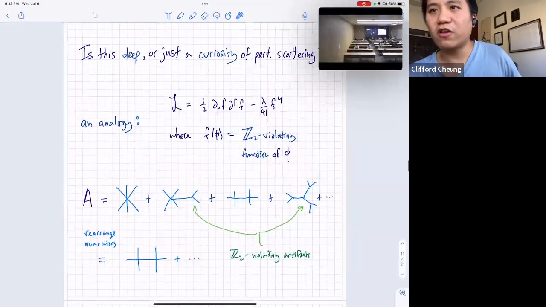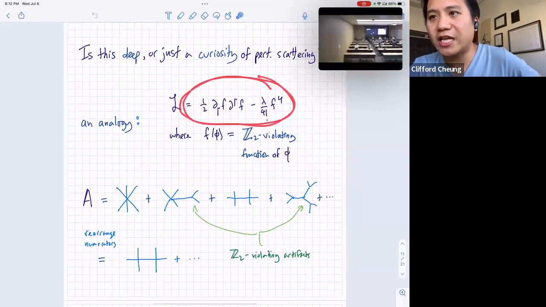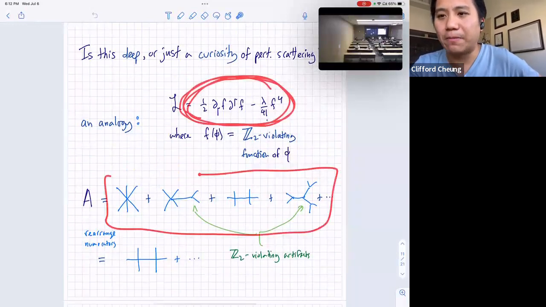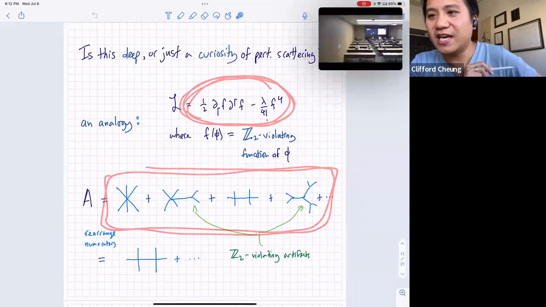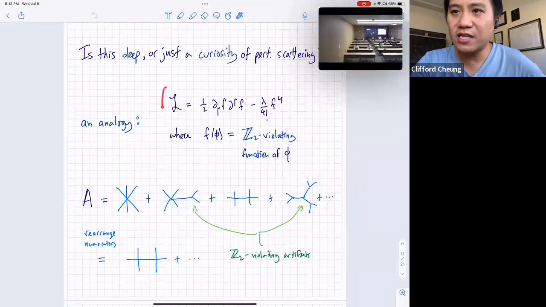So this is my toy version of me trying to explain why I hope that color-kinematics duality is this. I think that there should be a Lagrangian that has color-kinematics duality as a symmetry, and we're just writing the amplitude in bad ways, and CK is just us rearranging it back into the good form. Now, this is not just an aspiration.